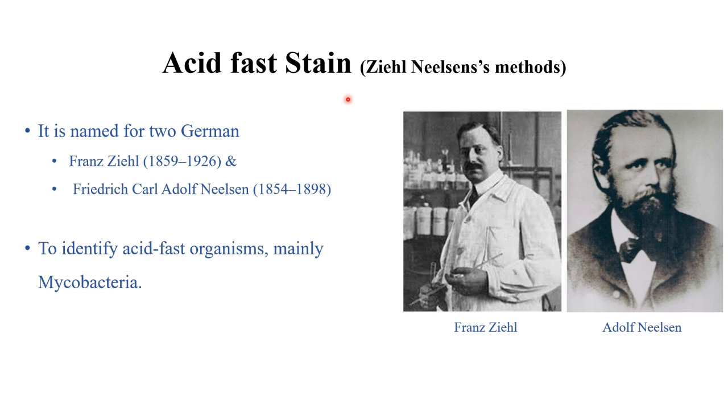In acid-fast staining, the Ziehl-Neelsen method is the widely popular method used to demonstrate acid-fast and non-acid-fast organisms. The Ziehl-Neelsen method was introduced by two German scientists, Franz Ziehl and Adolf Neelsen. By this method, we can identify acid-fast organisms, mainly Mycobacterium tuberculosis and Nocardia species.